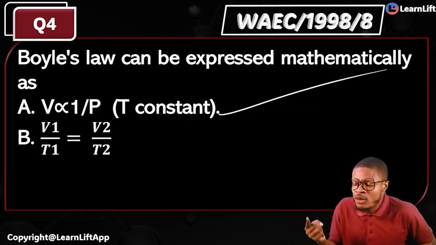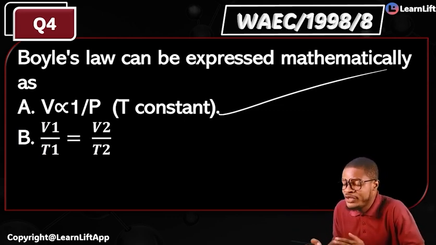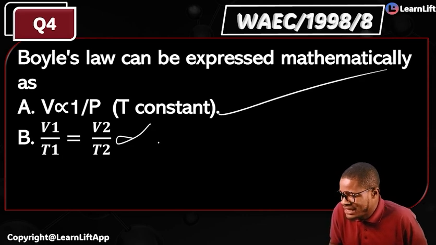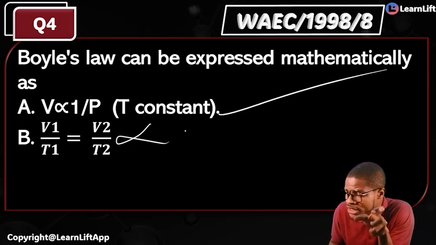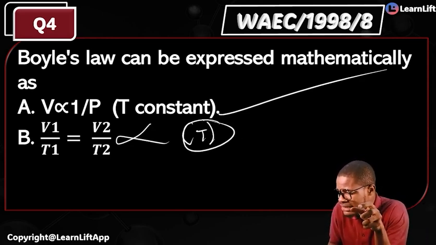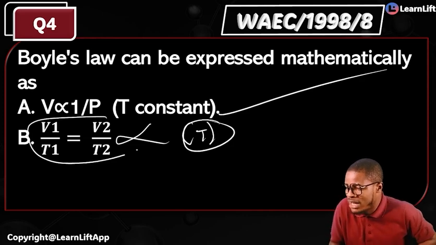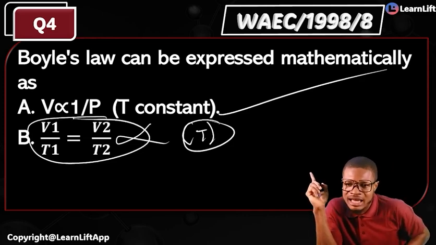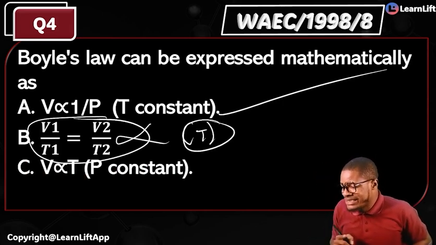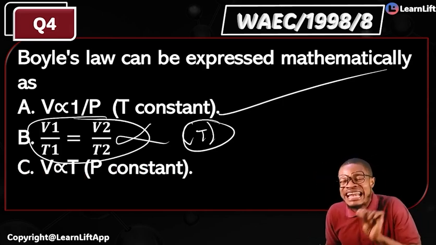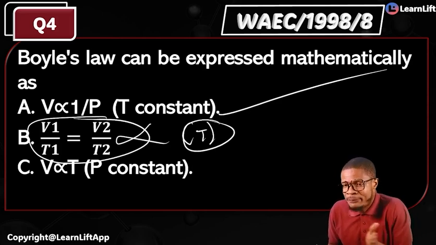Option B says V1 over T1 is equal to V2 over T2. This can never be the answer because in Boyle's law, temperature is kept constant. So in this option B, temperature has a relationship. That cannot be the answer. You have entered another thing, that's Charles's law. Option C says volume is directly proportional to temperature and pressure is kept constant.